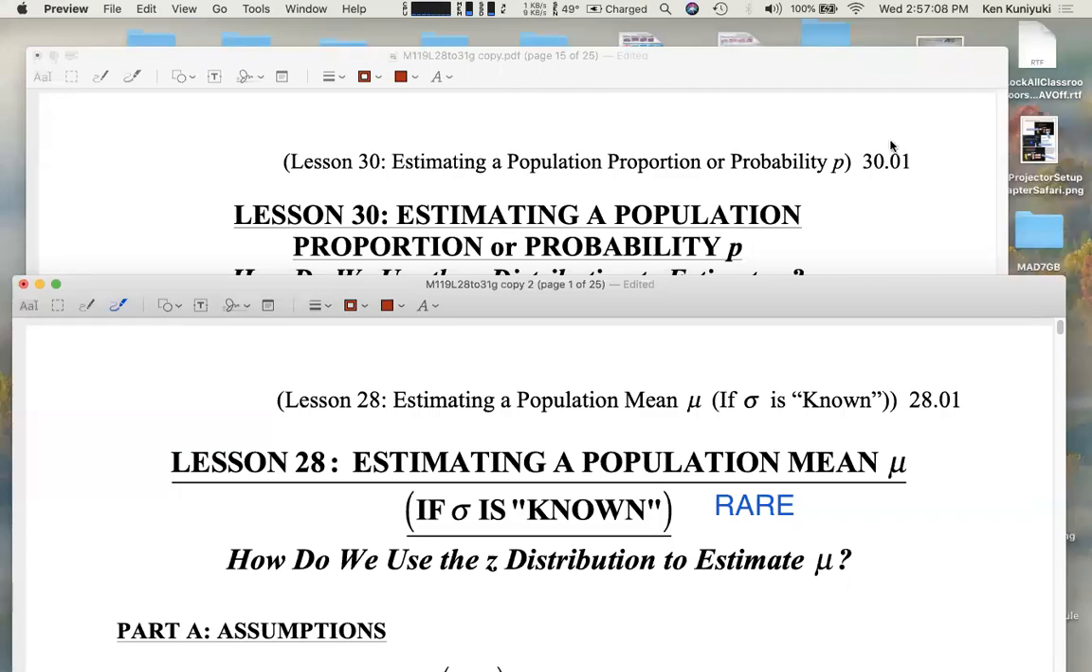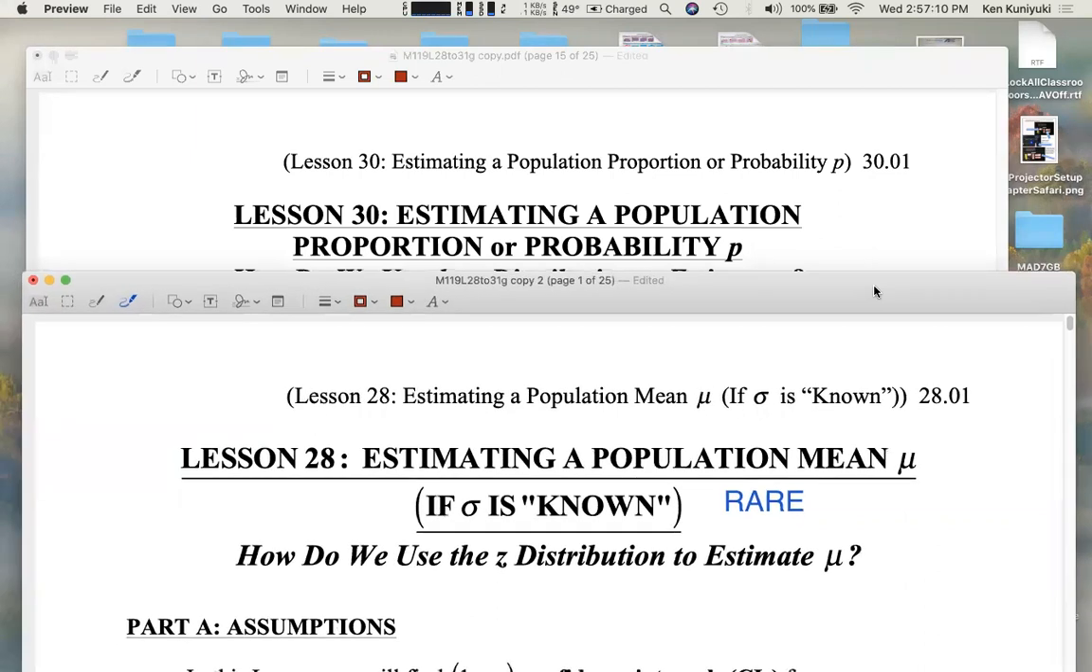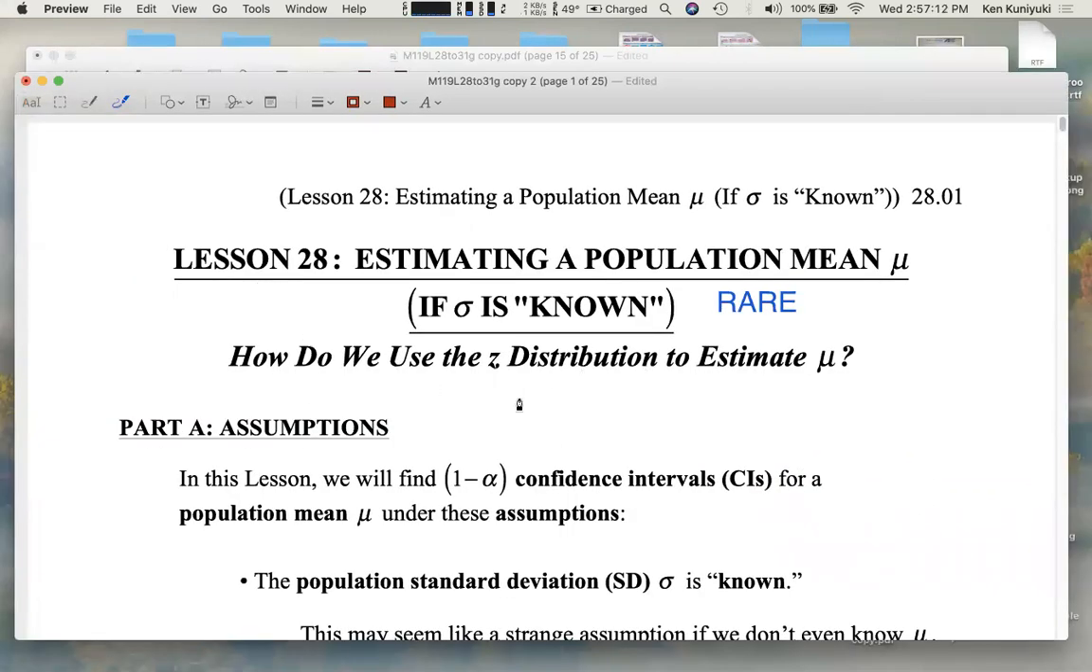Hi everyone, let's continue with confidence intervals. Before, in lesson 28, we used the z-distribution to estimate a population mean mu in the case that sigma was presumed known, although this was the rare case. If anything, lesson 28 was more useful in preparing us for lesson 29, where we used t-distributions in the case where sigma was presumed unknown. So you might be wondering, well, what's the point of using the z-distribution when doing confidence intervals?